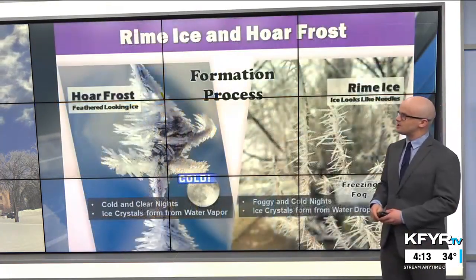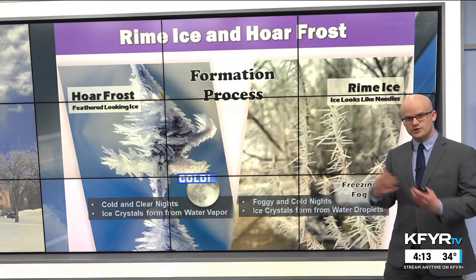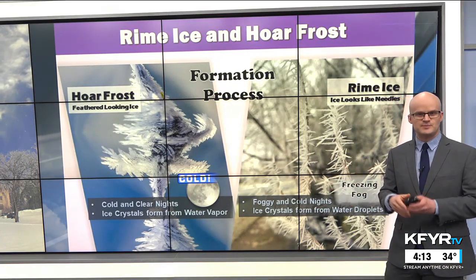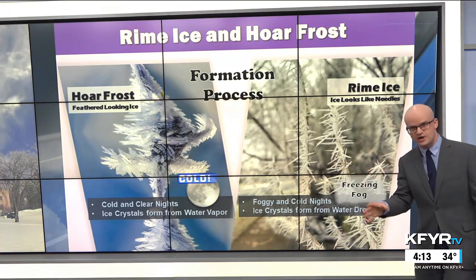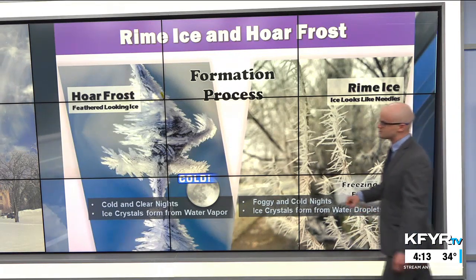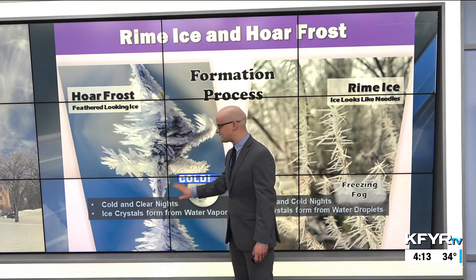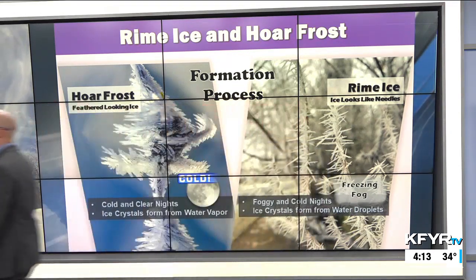Summing it all up, hoarfrost versus rime ice. I think a lot of people confuse hoarfrost for rime ice or vice versa. Rime ice might not be as well known, but a lot of times it's the rime ice that forms because we have the foggy nights, you have that freezing fog, and you get the ice crystals to form from the water droplets, whereas with hoarfrost, you need the cold and clear nights with the ice crystals forming just from the invisible water vapor gas around us. So interesting, subtle differences between the two, but they both create those beautiful scenes that can really make for some photogenic scenes on a cold night around here.